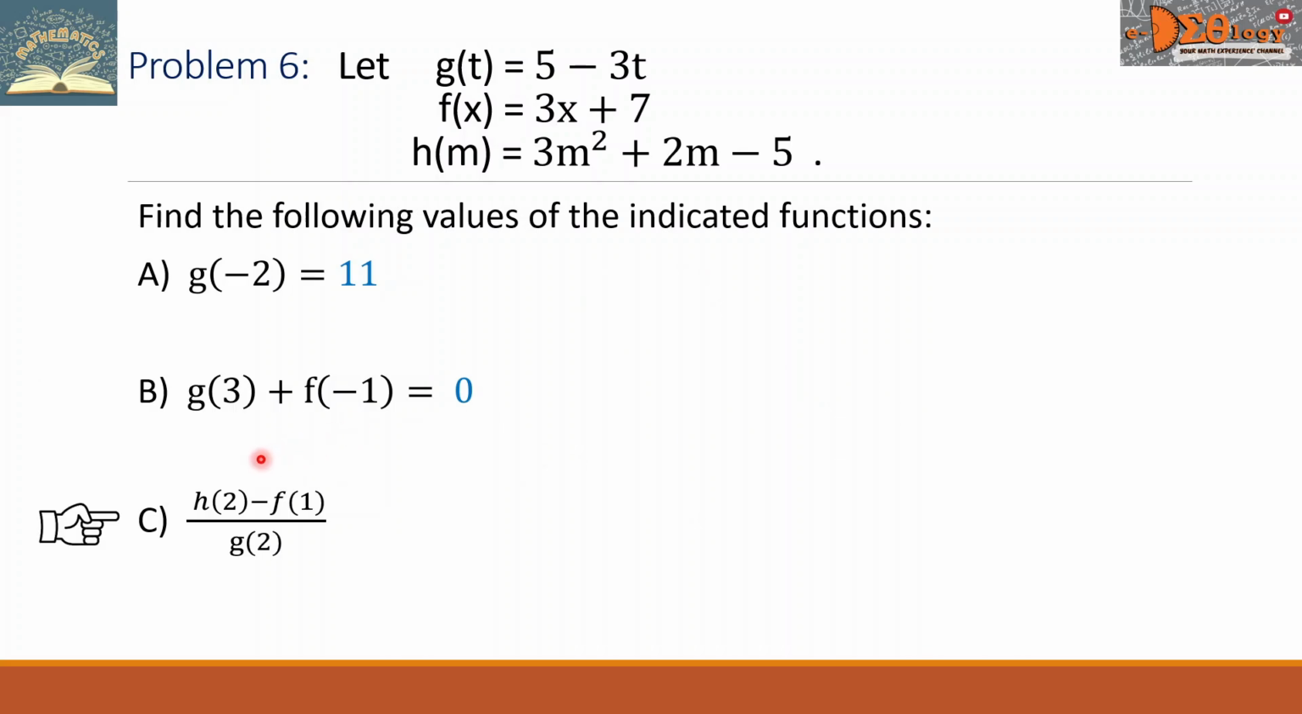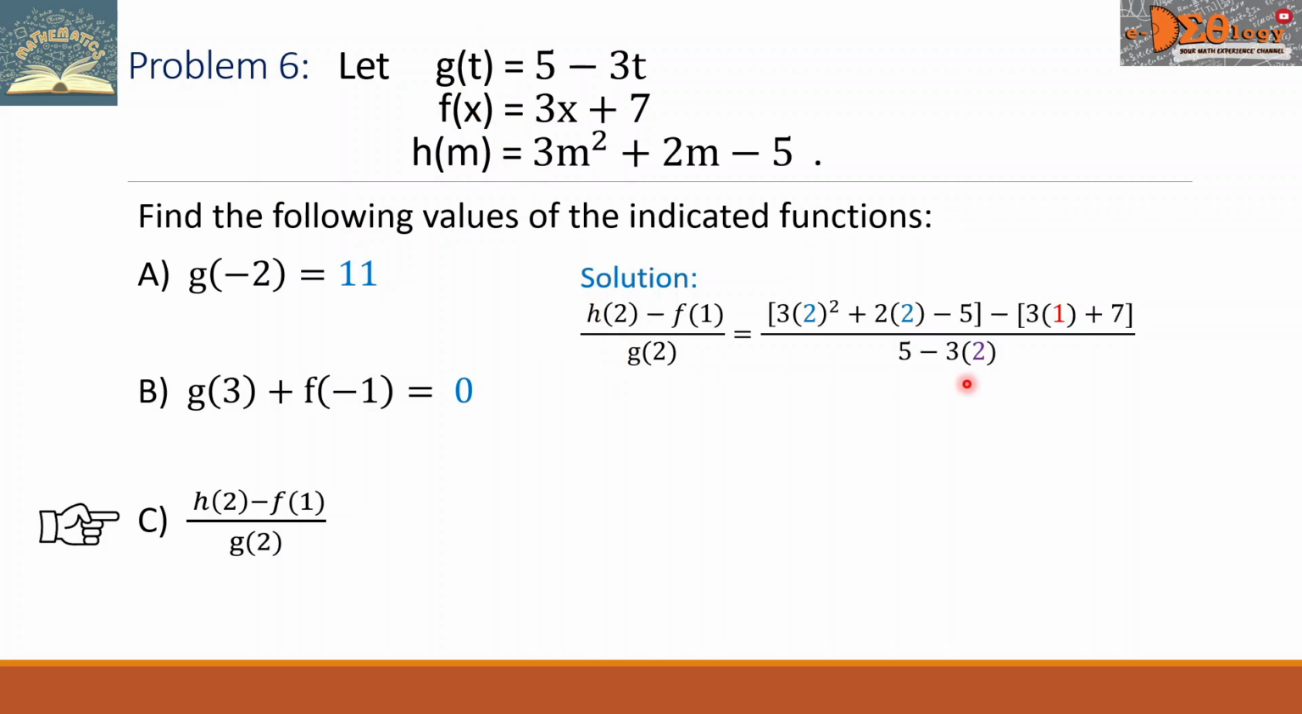Letter C, h of 2 minus f of 1 all over g of 2. We use the h function for h of 2. We use the f function for f of 1. We use the g function for g of 2. So it becomes like this. The h of 2 now 3 times 2 squared plus 2 times 2 minus 5 minus the f of 1, 3 times 1 plus 7, all over the g of 2, 5 minus 3 times 2.